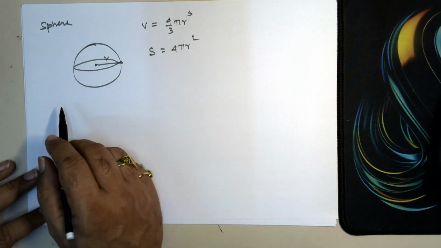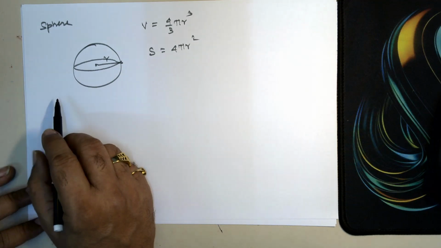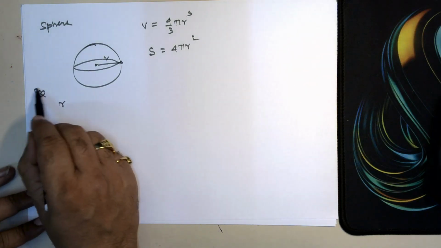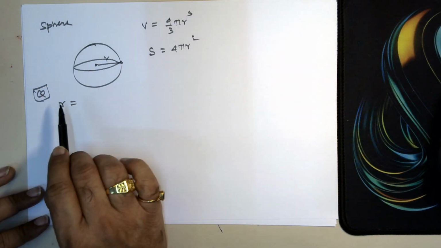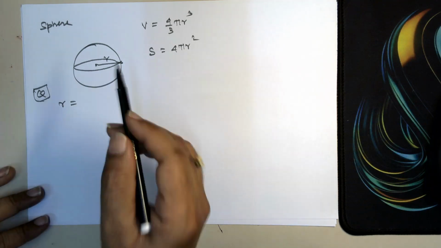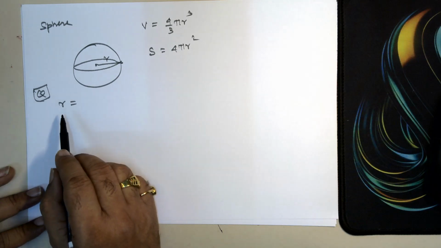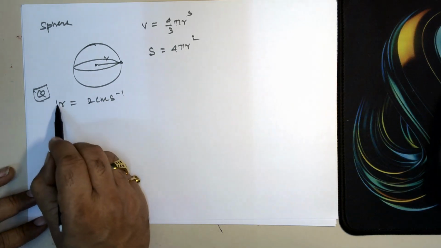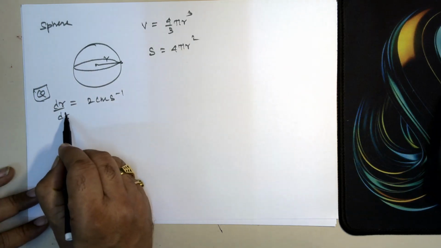Now let us discuss this problem based on the sphere. Radius of a spherical balloon is increasing at the rate of 2 centimeter per second. It means what? dr by dt, right? Increasing per second means dr by dt.